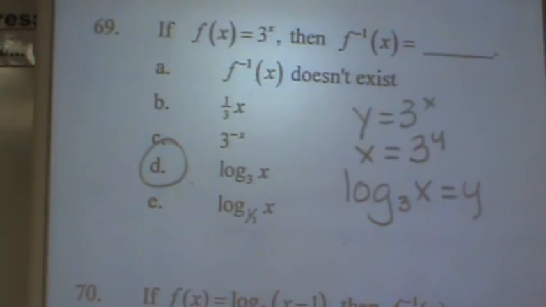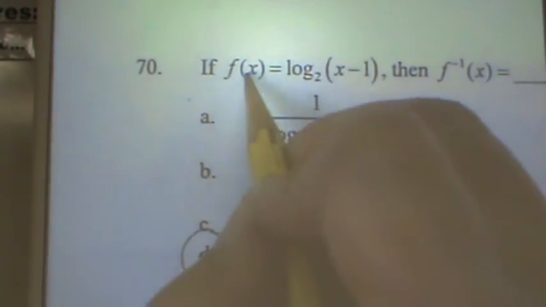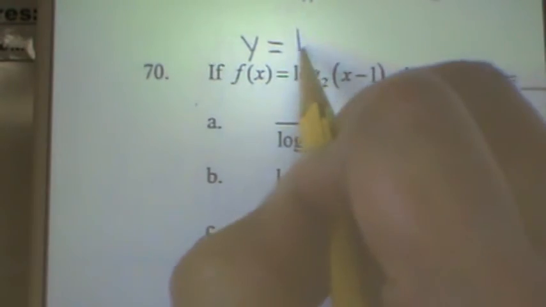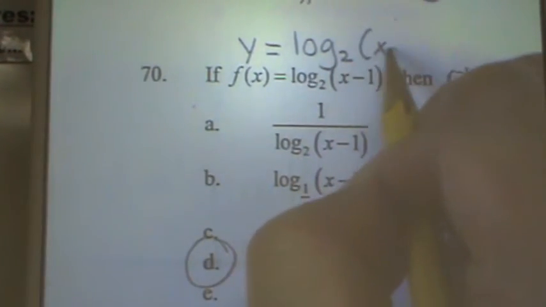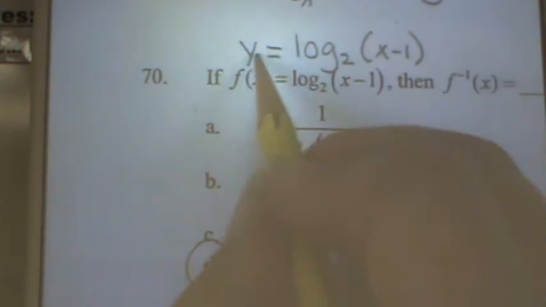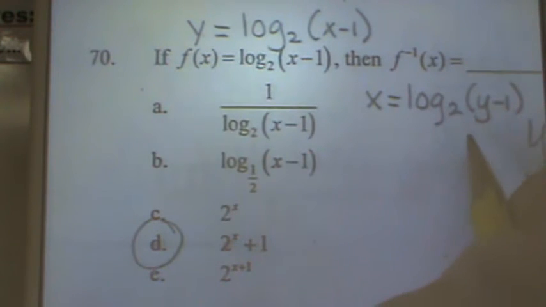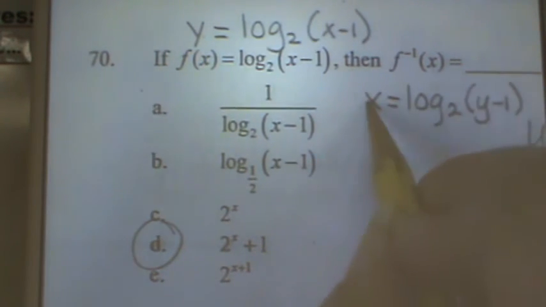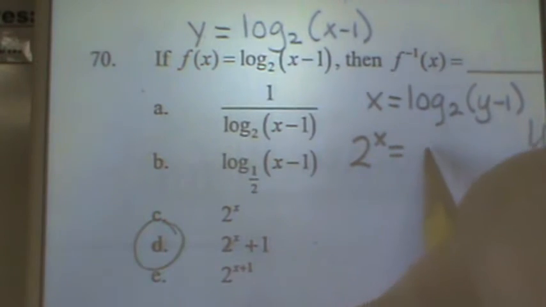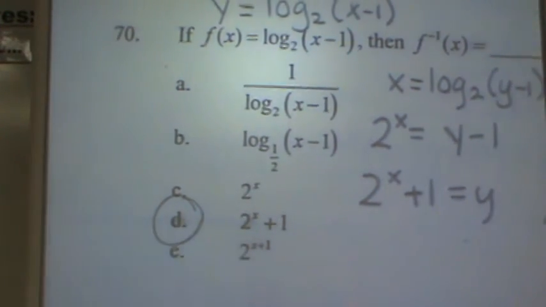Okay? And likewise for this one, I want to find the inverse of this. So this says right now y is equal to the log base 2 of x minus 1. So if you were to switch these around, you'd have x is equal to the log base 2 of y minus 1. Now let's rewrite this in exponential form because we want to solve for y. So it's 2 to the x power is equal to y minus 1, and solve this for y. So you'd add 1: 2 to the x power plus 1 is equal to y, and that would be D.